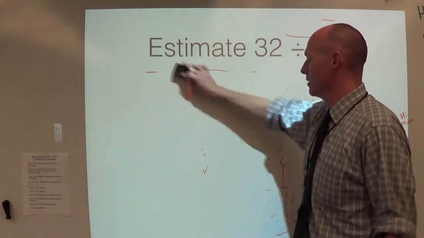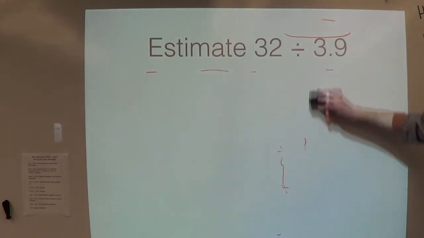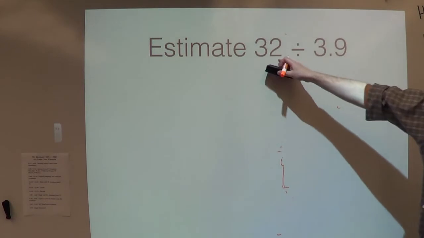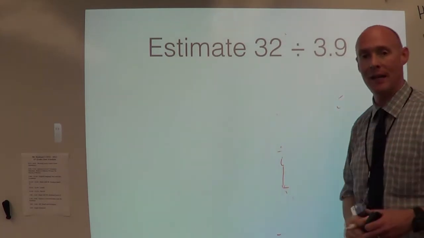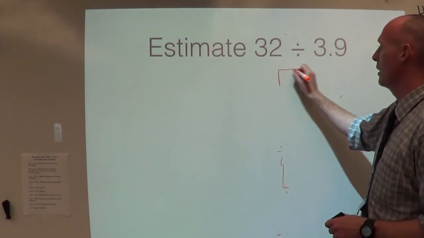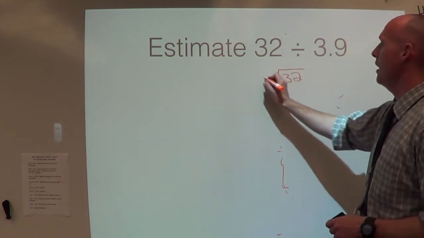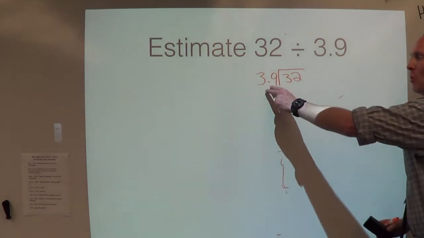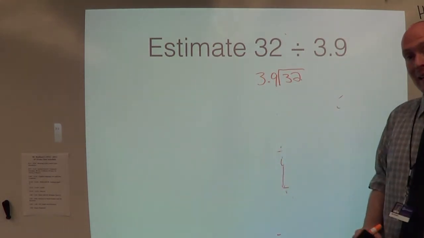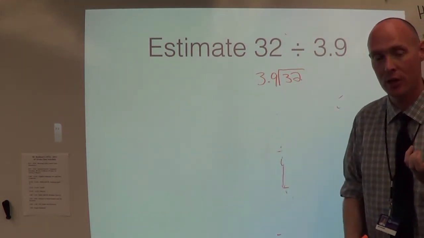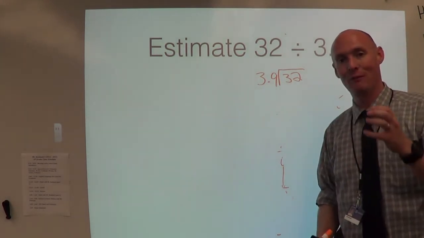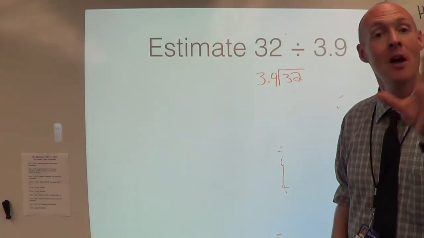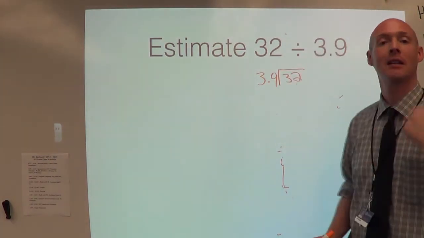Okay. With this one, 32 divided by 3 and 9/10. Make sure you set it up correctly. 32 on the inside, 3 decimal point 9. Now look, what could that be rounded to make it a compatible number with that 32? I can tell right now, I can feel that you're going crazy, and I think you know the answer, which is awesome. But if you don't, try your best. Bring it back to class tomorrow.